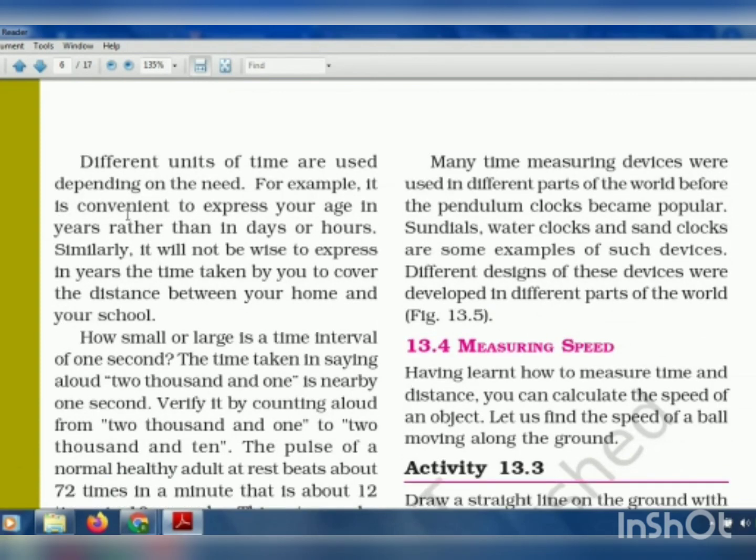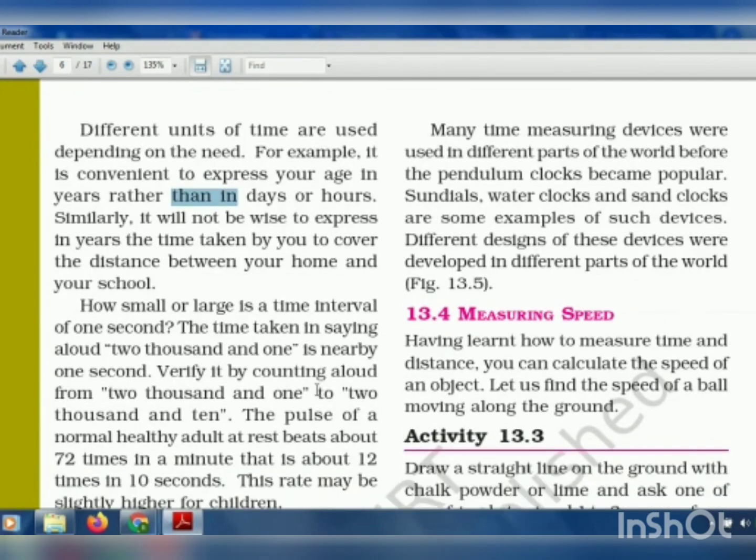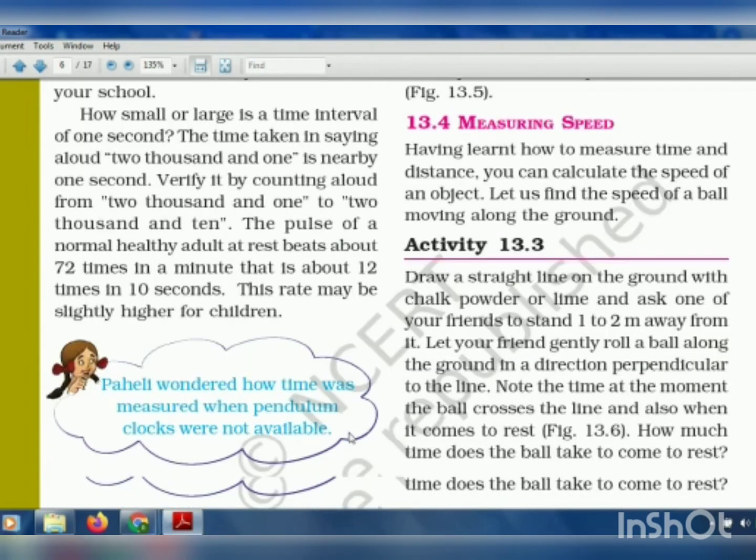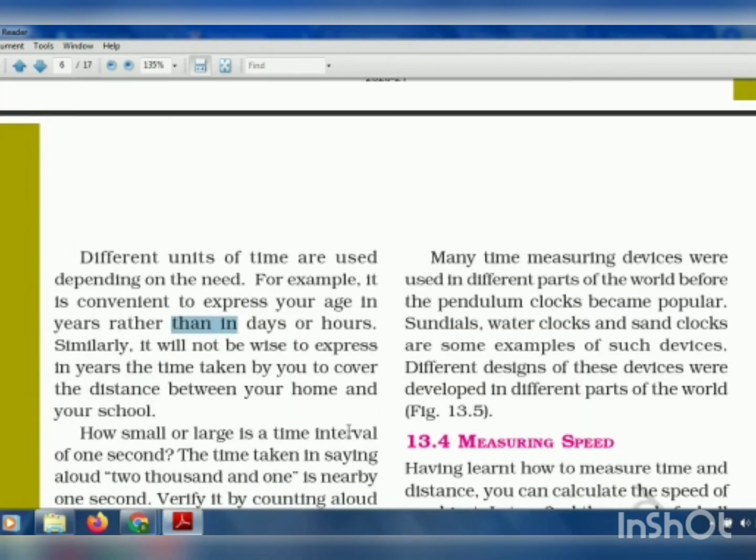So this is all explained: different units of time are used depending on the need. For example, we don't say that we are this many hours old, we say we are this many years old, right? So according to what is convenient for us to speak, we use that type of time unit. So this was about how to measure time and what the unit of time and speed is, that is the basic unit, and also the higher units of time and speed.